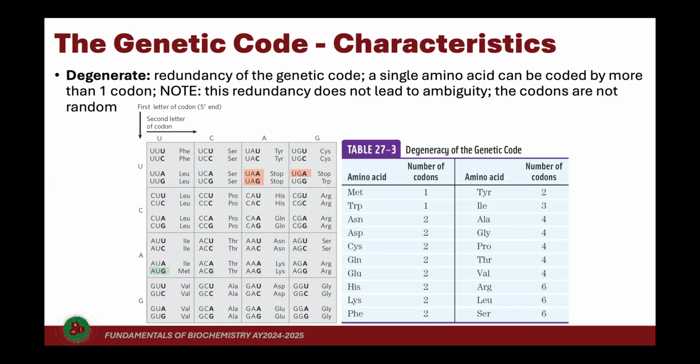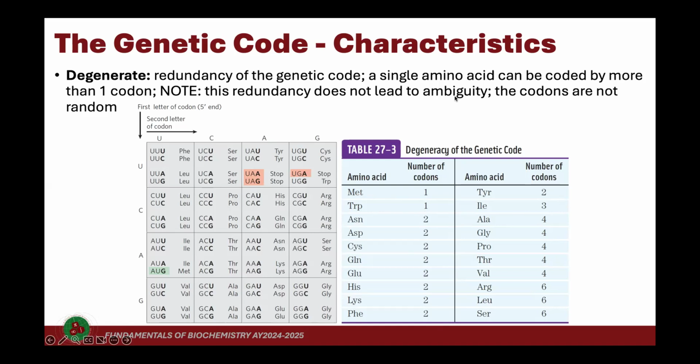We can see here in this table the number of codons for each amino acid, and the highest would be 6. Arginine, leucine, and serine have 6 codons for themselves, followed by 4 codons, 3 for isoleucine, and then 2 for most of your amino acids, only 1 for tryptophan and 1 for methionine. So this redundancy is actually very important. Again, we will take a look into this later.